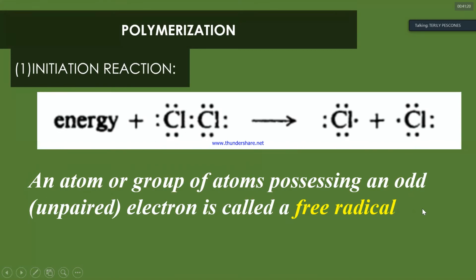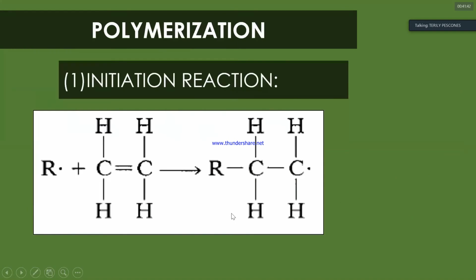And so, ano ngayon ang nangyari, class? An atom or group of atoms possessing an odd electron is called a free radical. Okay? So, pwede siyang atom o pwede siyang group of atoms na merong odd electron. So, ang tawag natin dyan ay mga free radical. Okay? Free radical.